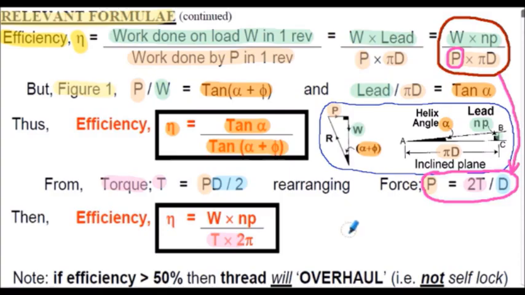So essentially this exercise has shown we can derive 2 equations for efficiency. One is tan alpha divided by tan alpha plus phi, and the other is W multiplied by NP divided by T multiplied by 2 pi.